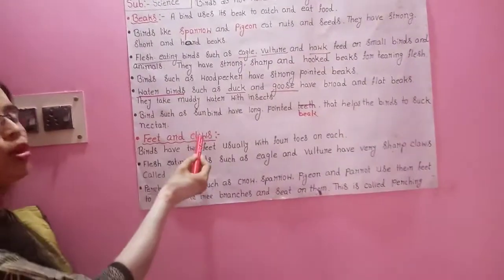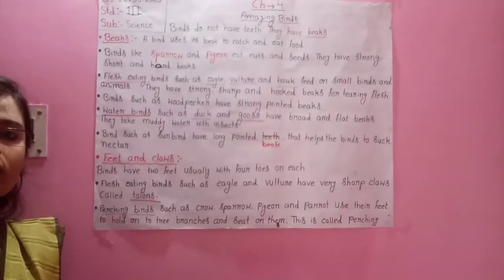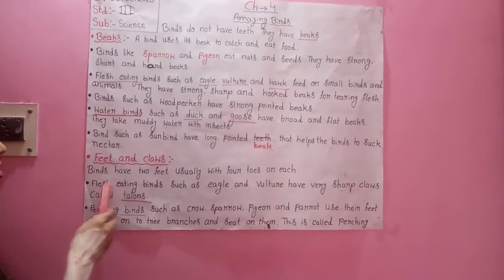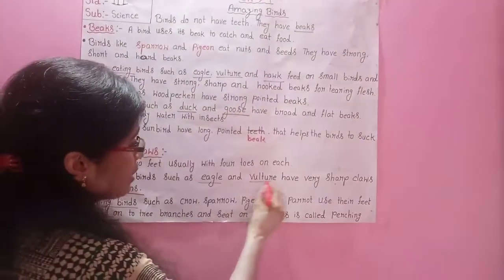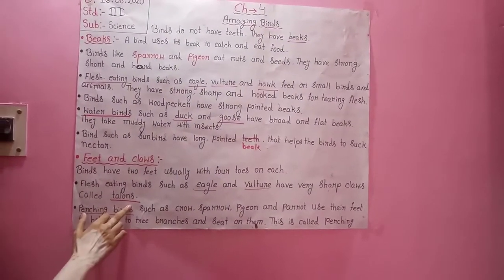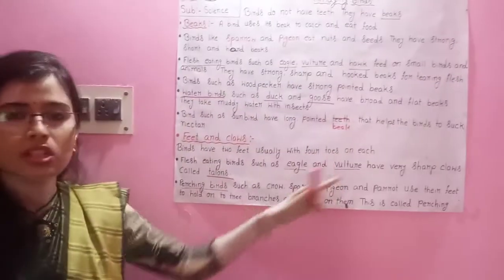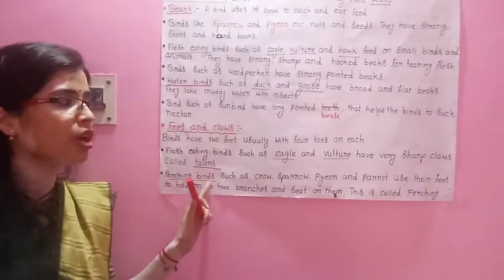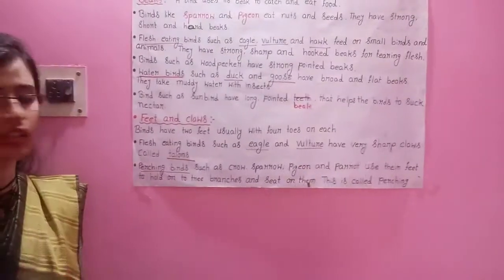Next, feet and claws. We all have seen that birds have two legs with four toes. Each foot contains 4 toes. Flesh eating birds such as eagle and vulture have very sharp claws called talons. What are talons? Talons are the sharp claws of flesh eating birds. Why do they have sharp claws? Because they eat flesh. Sharp claws help them to tear the flesh.